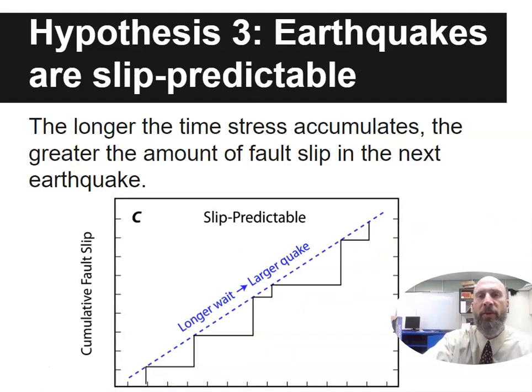Now on this one, earthquakes are slip predictable. So this is like the inverse, or the opposite. This one is saying the longer the time is between earthquakes, the bigger the earthquake is going to be. So it's just going the opposite direction. So look here, if I go a long period of time, it means I'm going to have a big earthquake. If it's a short period of time, it's going to be a small earthquake. Again, you'll notice on this one, the top points are hitting the blue line.